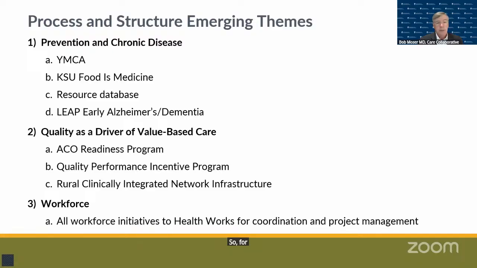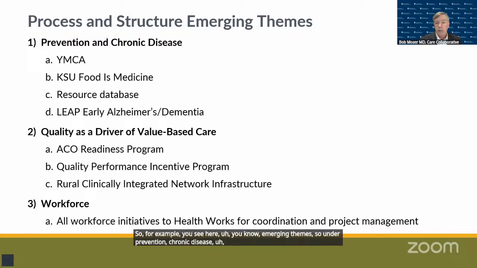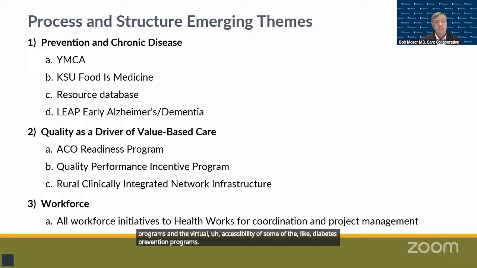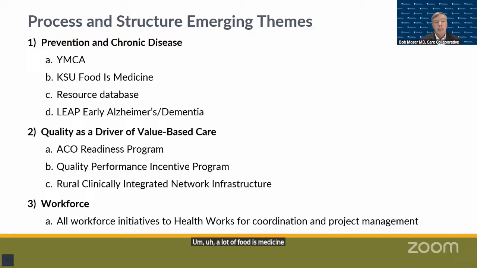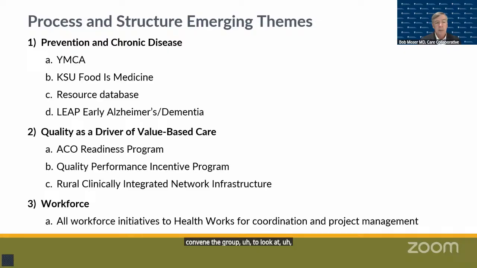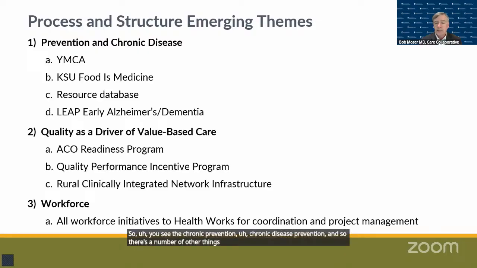So, for example, you see here emerging themes. Under prevention and chronic disease, there are some of the YMCA programs and the virtual accessibility of programs like diabetes prevention programs. A lot of food is medicine ideas and a lot already going on across the state. So there's an opportunity to convene the group to look at how to do this collaboratively and be more impactful. You see chronic disease prevention, and there are a number of other things on that, some of which may fall out as Marty mentioned earlier.